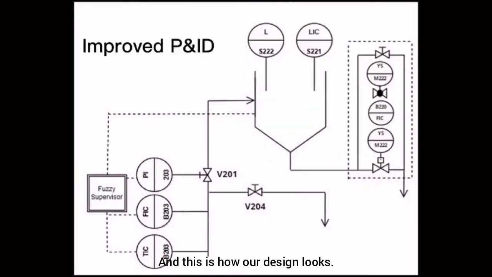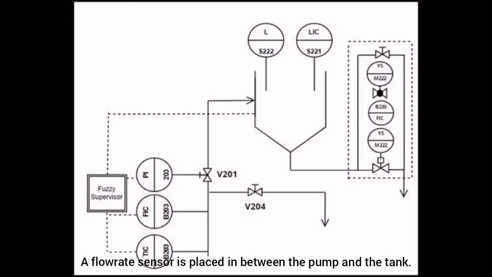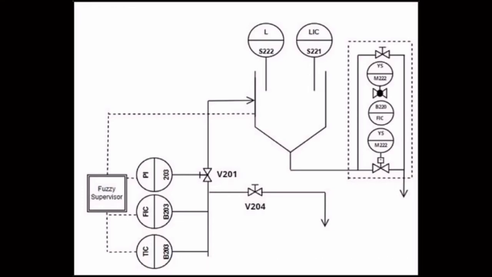And this is how our design looks. A flow rate sensor is placed between the pump and the tank. The input variable of this circumstance is the flow rate of water pumped from the pump, while the manipulated variable could be the opening or closing of the valve located before water enters the tank. The fuzzy supervisor is also installed with a chlorine sensor to keep the chlorine in control.